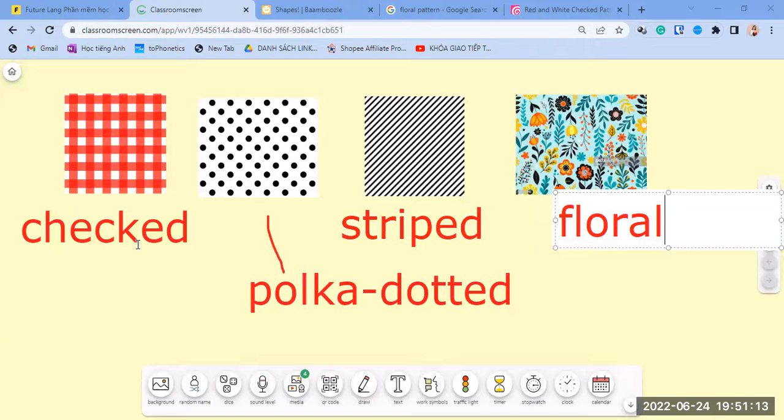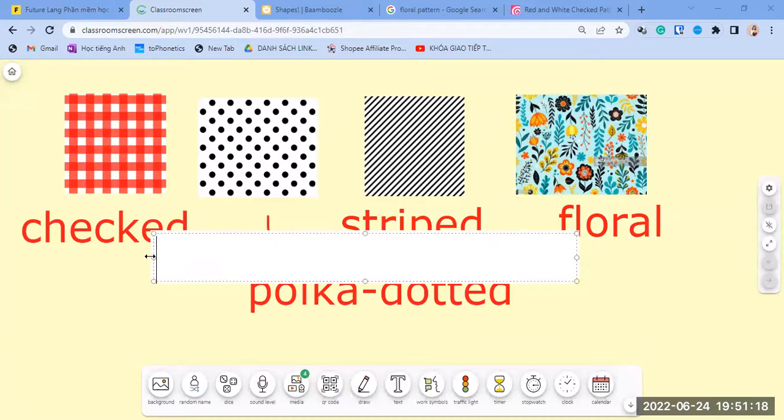So the first one, this is checked. Remember to say the ending sound with the T sound. Checked. Next one is polka dotted. And striped. And floral. Okay. So what kind of patterns do you like? Cherry, what kind of patterns do you like? Cherry likes floral.